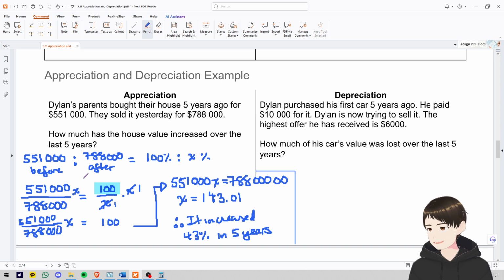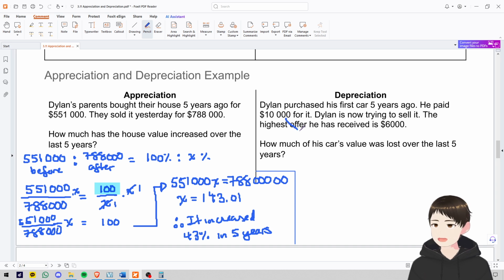The same ratio can be set up for depreciation. Check it out. You have to sort of interpret it a little bit though. Dylan purchased his first car 5 years ago. He paid $10,000 for it. Dylan is now trying to sell it. The highest offer is $6,000. How much has the car's value lost? Value was lost over the 5 years.